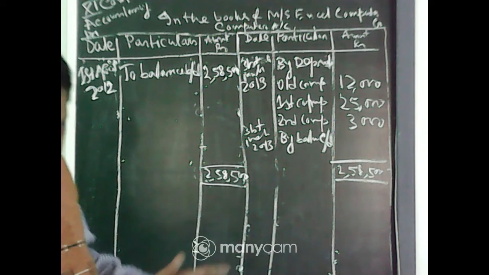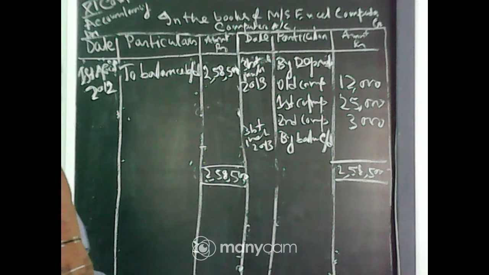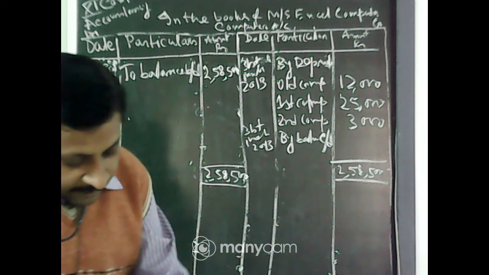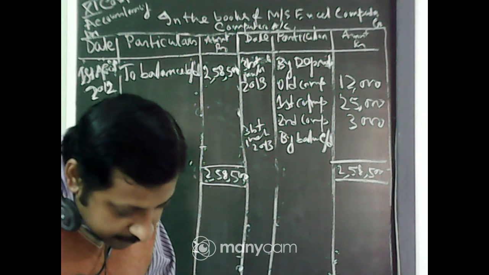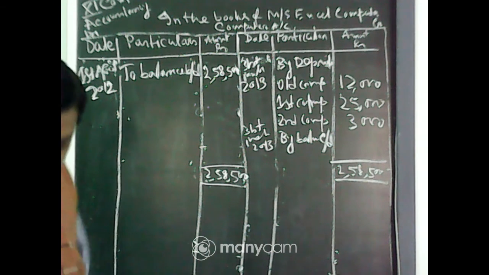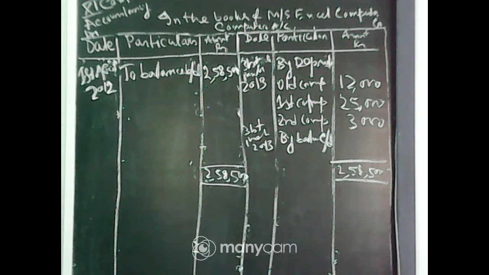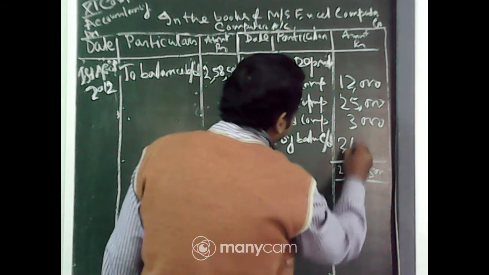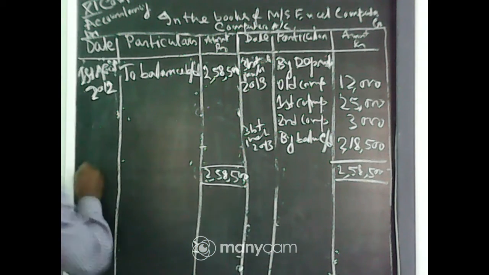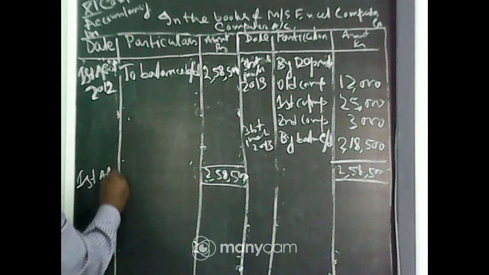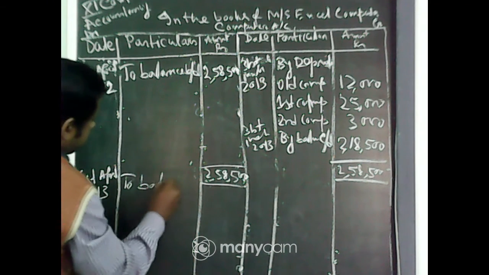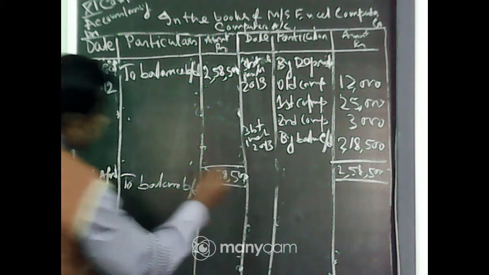When there is no transaction, we just go to the last of the year and charge the depreciation, because depreciation is always charged at the end of the year. Okay. Now again 40,000 will be less and 2,18,500 will become 2,18,500, and that's the balance, that is 1st April 2013, to balance b/d, that is brought down.